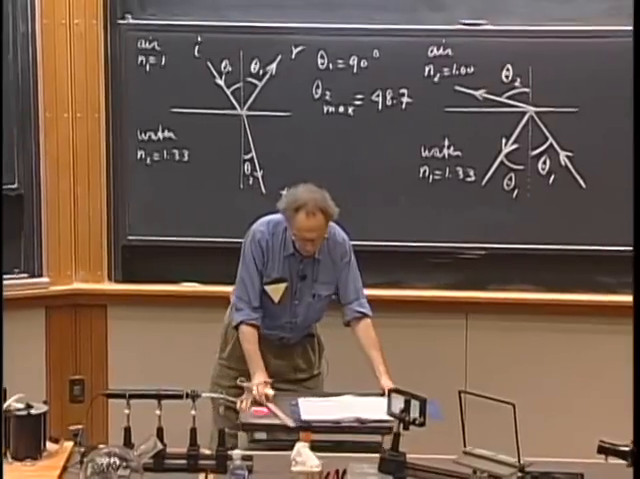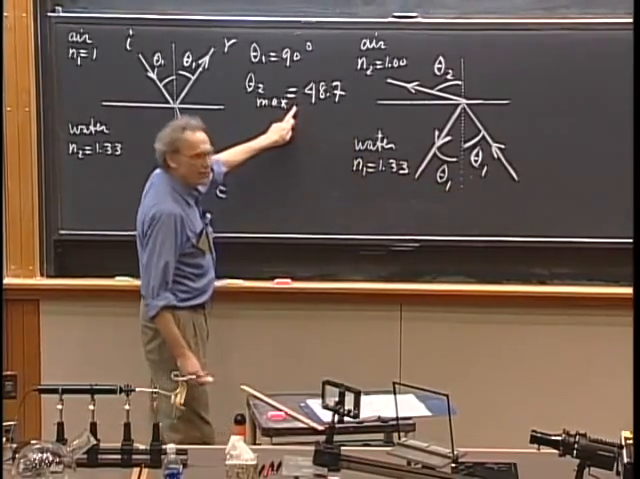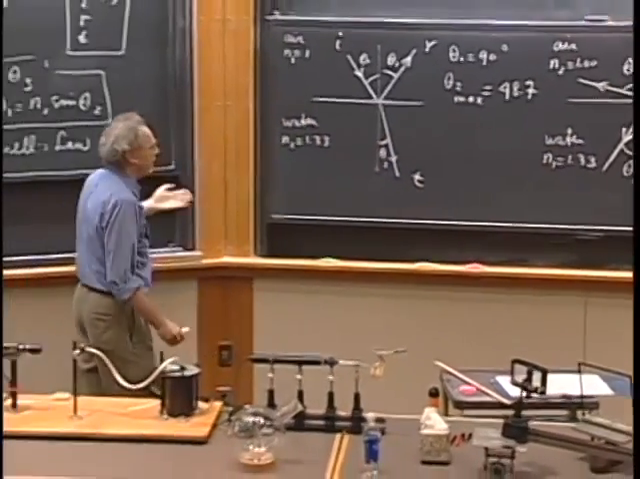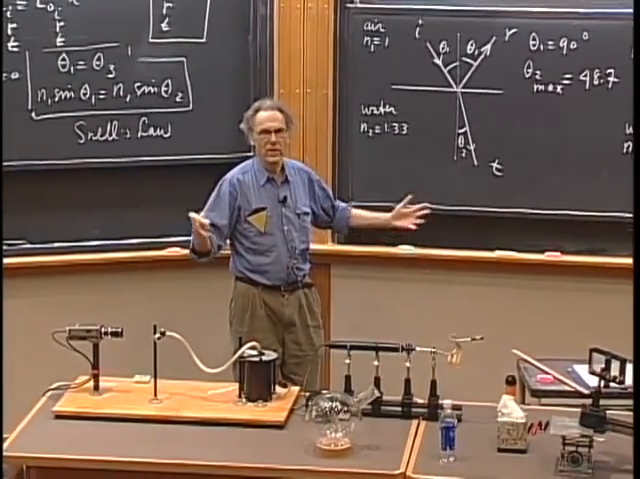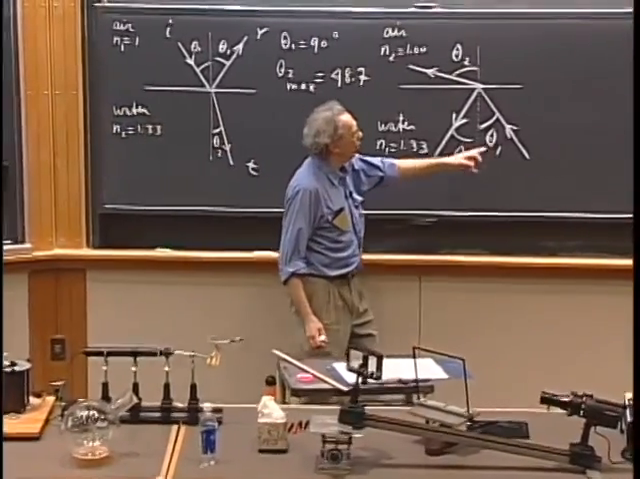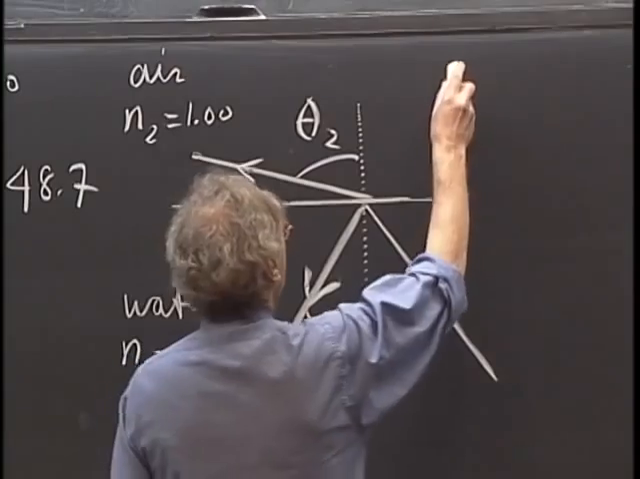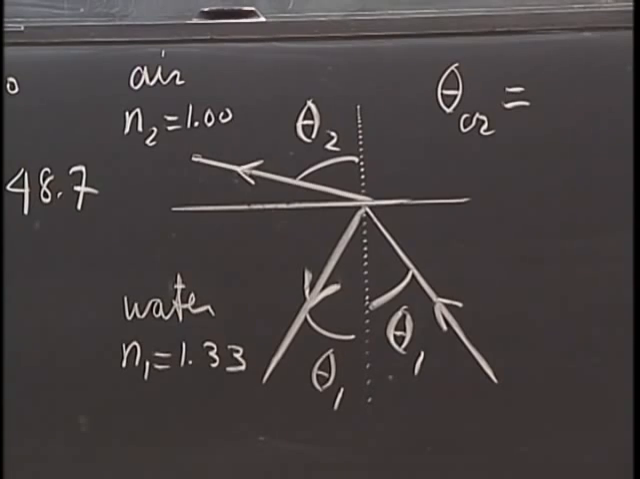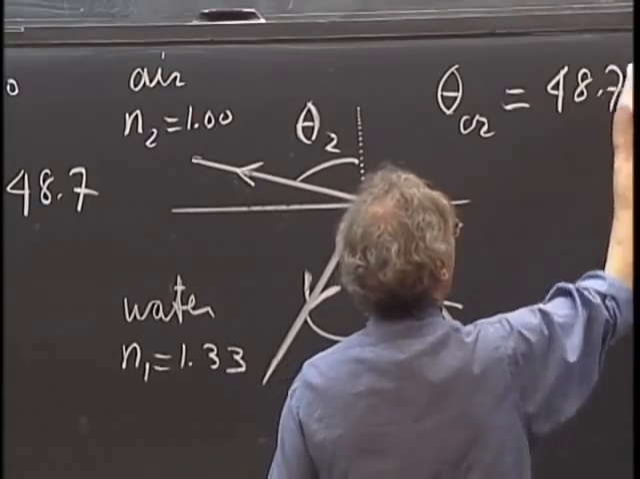And it is now immediately obvious that if you make theta 1 larger than 48.7 degrees, there is no longer any solution for Snell's law, because the sine of theta 2 cannot be larger than 1. And so now there is a crisis for nature. And what nature now does, nature reflects all the light off this surface. Nothing comes out anymore in the air. And we call that total internal reflection. And that happens at a critical angle, theta critical, which in this case is, of course, the 48.7 degrees. And so that's 48.7 degrees for this transition.